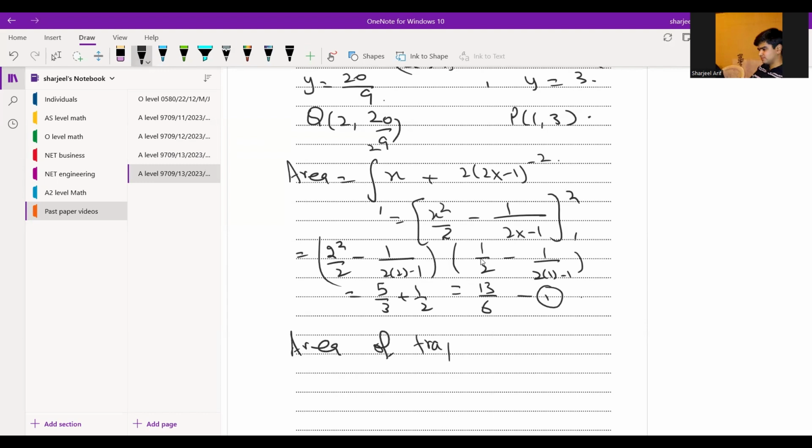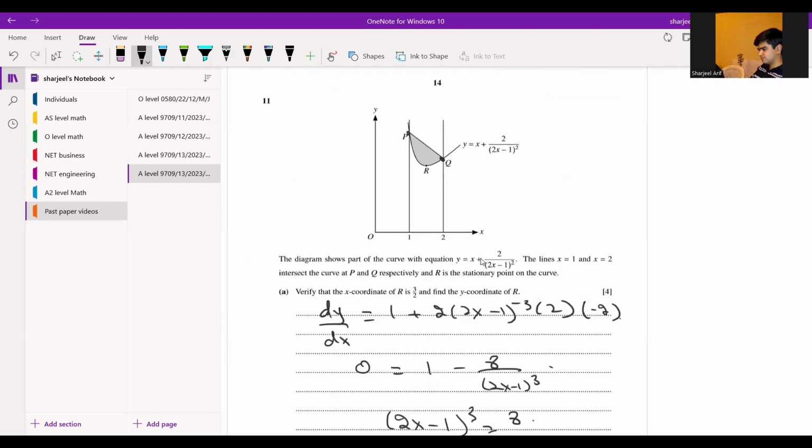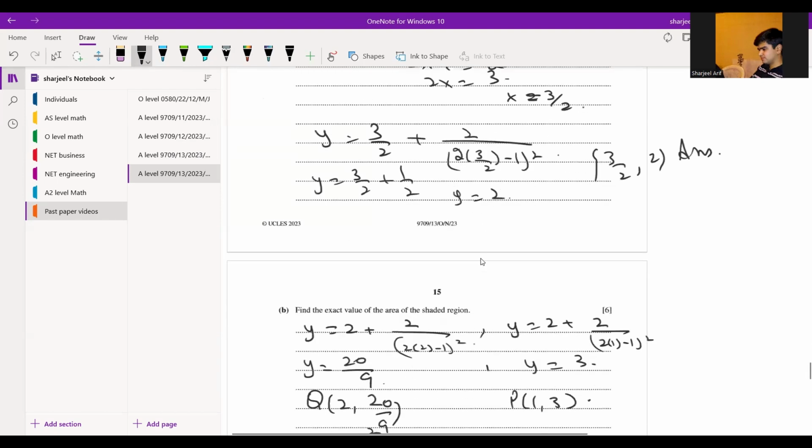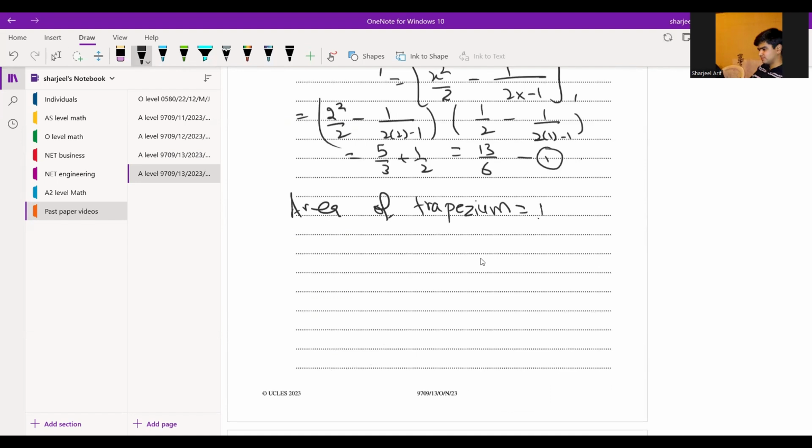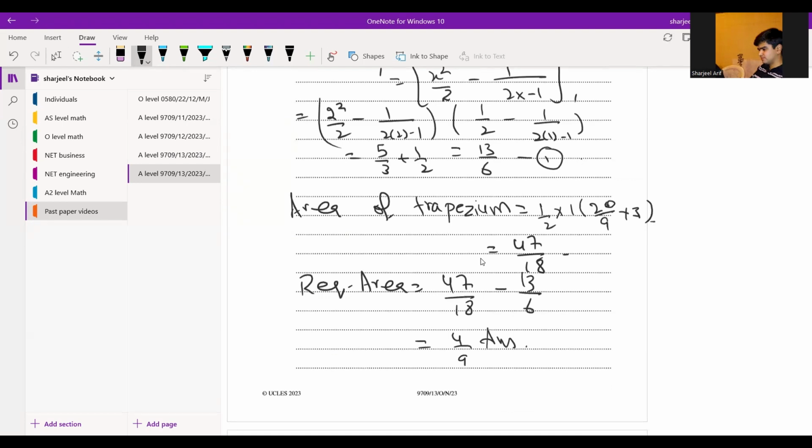Now the area of the trapezium. The whole shape is a trapezium. So that would be 1 by 2 into 1 into the sum of parallel sides. That's why we have found the value of y. That would be equal to 47 over 18. So our required area will be equal to 47 over 18 minus 13 over 6. So that would be equal to 4 over 9. So that is our answer, and that's the whole paper.